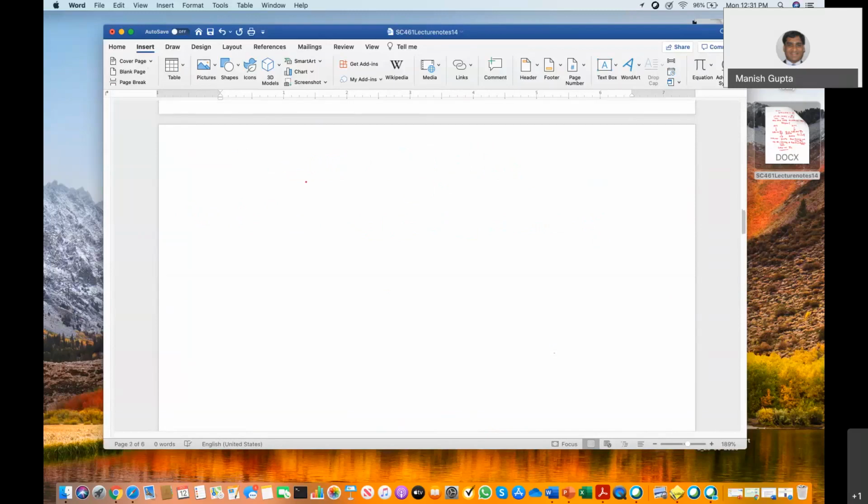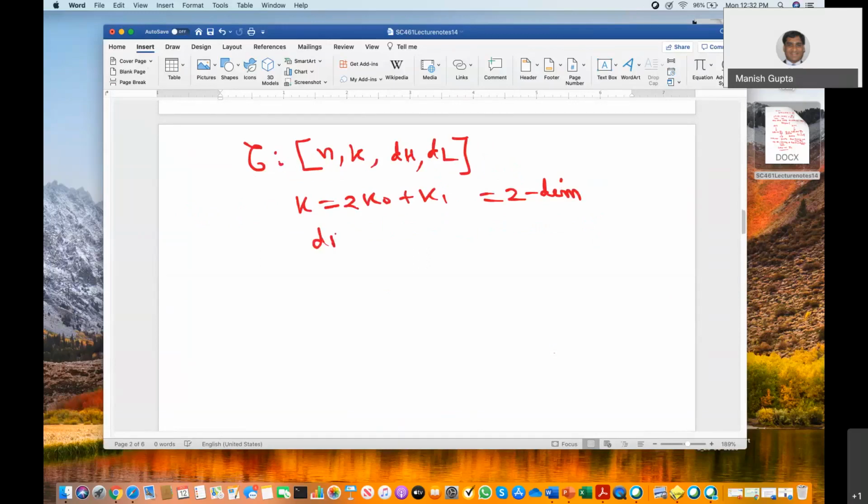So in general, a linear code C over Z4 can be described by the parameters N, K, DH, and DL. K is 2k0 plus k1, which is the two dimension of the code. DH is the minimum Hamming distance, and DL is the minimum Lee distance. Why do we need Lee distance? It will be clear in a minute.